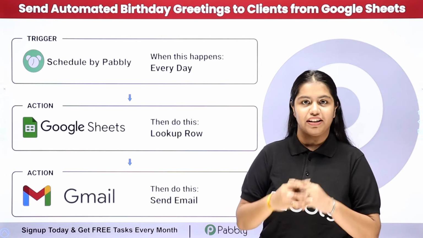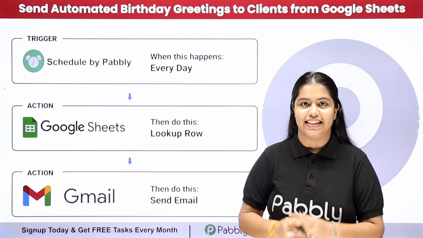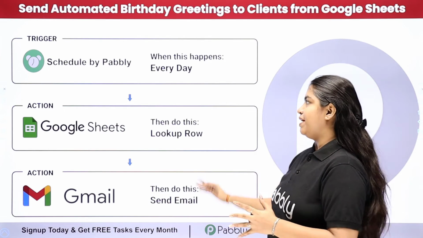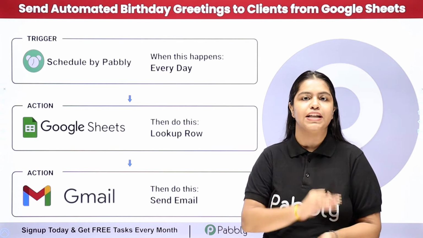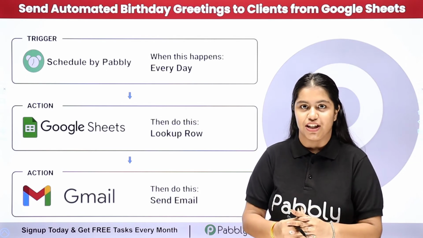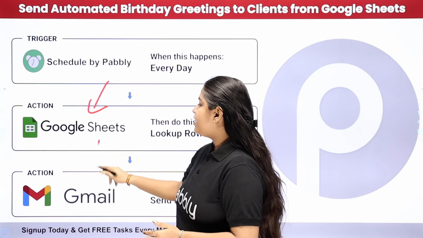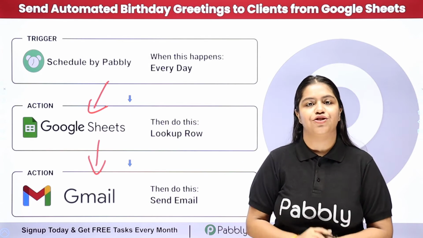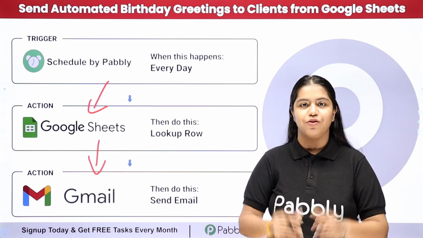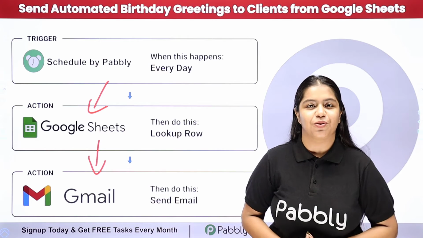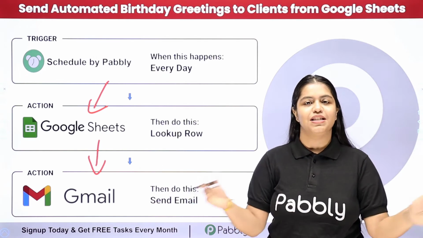So like you, I'm also running a business and I also wish to send automated birthday greetings to all my clients. So to do this, I've simply created this amazing automation which is going to run every day. It is going to take the client details from Google Sheets and send them automated birthday wishes. So to do this, we are simply going to create a connection between Schedule by Pabbly, Google Sheets and Gmail, and we are going to create this connection without knowing any programming or coding language using an amazing automation software which is Pabbly Connect. So if you also want to create this amazing automation for your own business, then for that you have to come with me towards my screen.